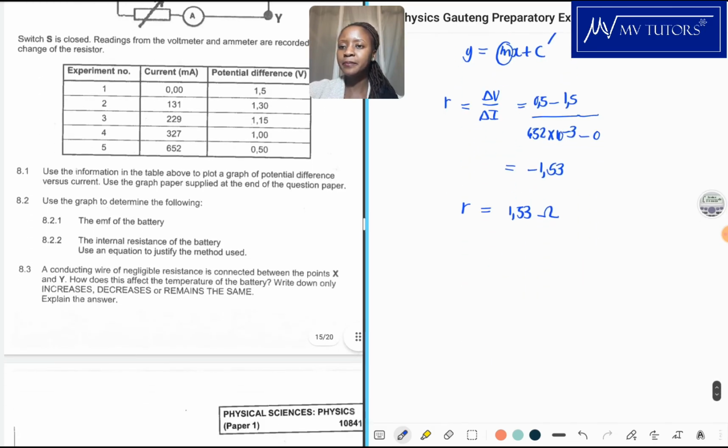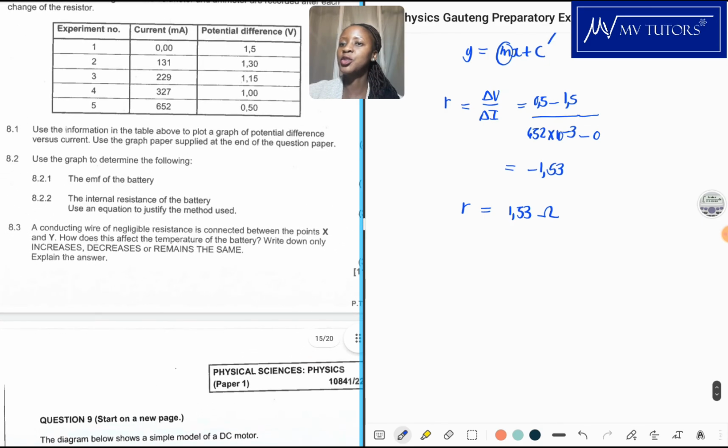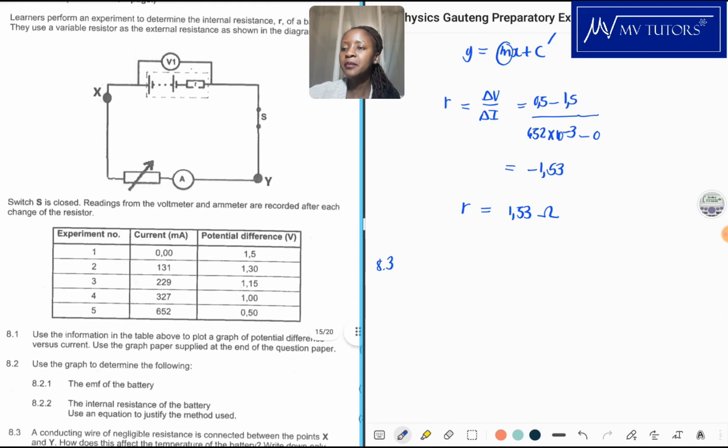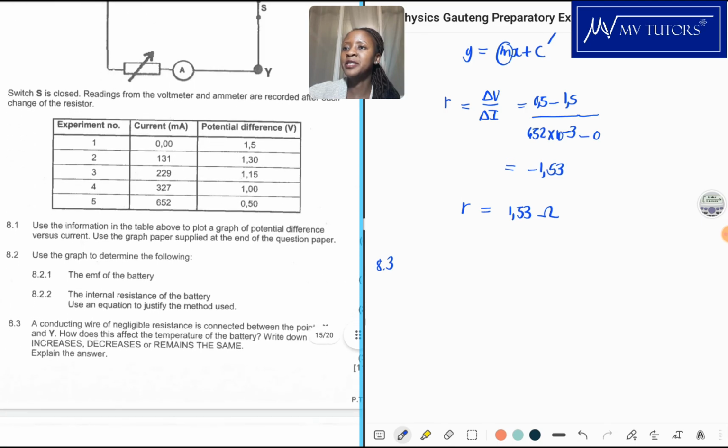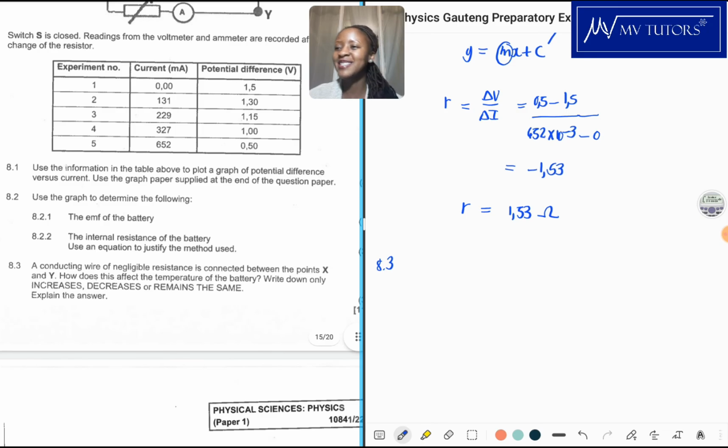Okay, is this it? Oh, there's a short question. So 8.3, a conducting wire of negligible resistance is connected between the points X and Y. Okay, so does it mean that variable resistance and ammeter are taken out? So it's connected between the points of X and Y, just the conducting wire. How does this affect the temperature of the battery? Okay, write down increase, decrease, or remain the same.